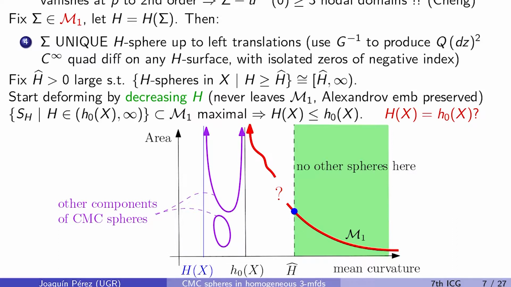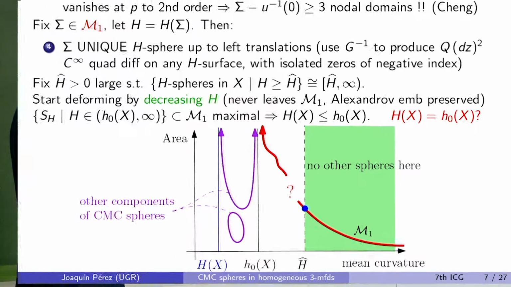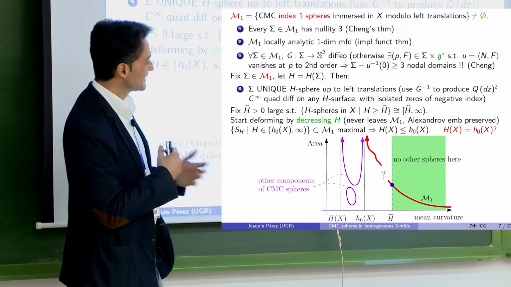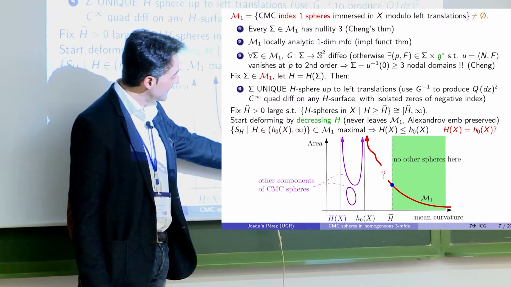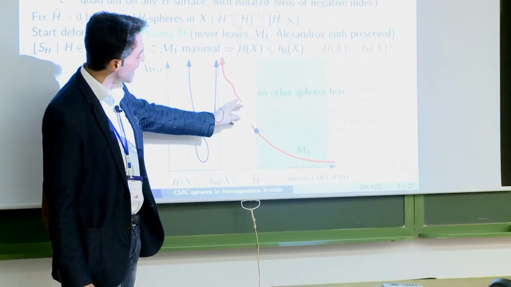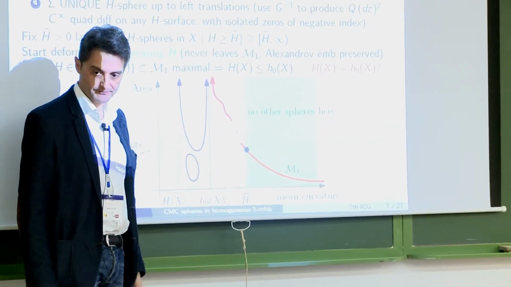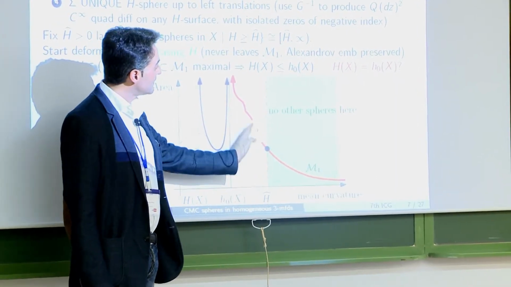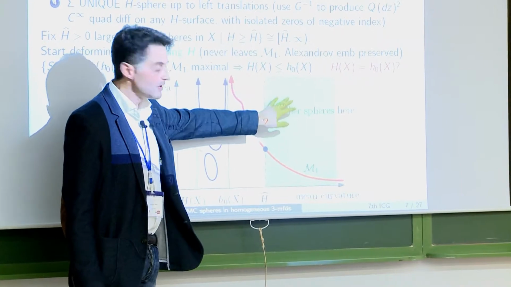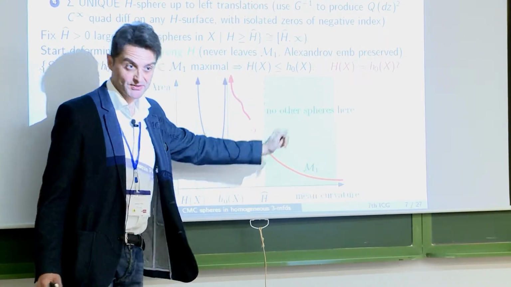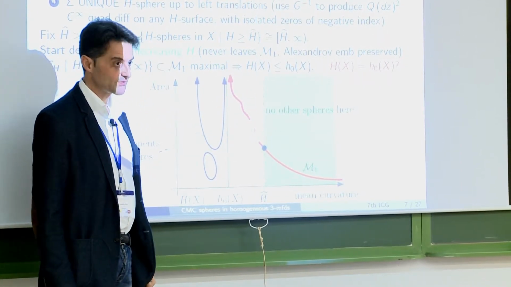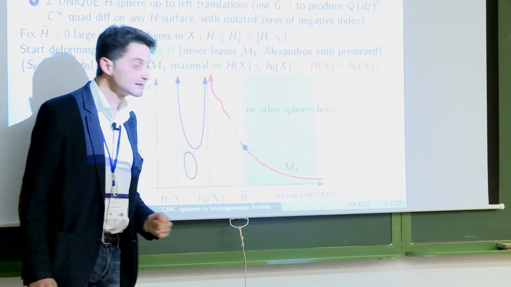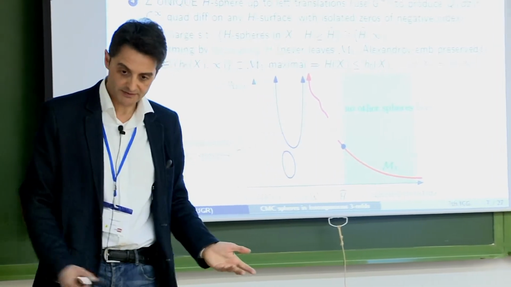I would like to explain, say, the following properties. First is that as soon as I deform analytically, I will never leave M1. Not only that, I will know that no other sphere will be in this part of the picture. So that's the only thing you see where the range of the red curve occurs.